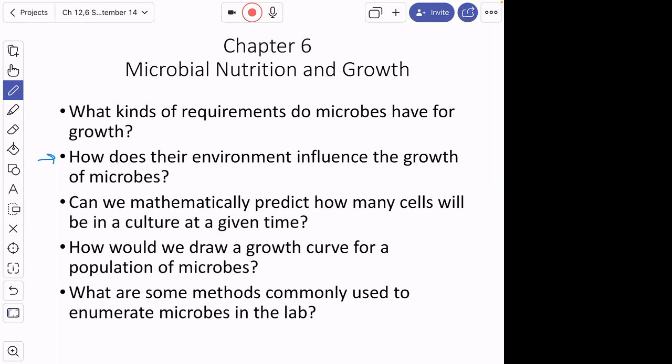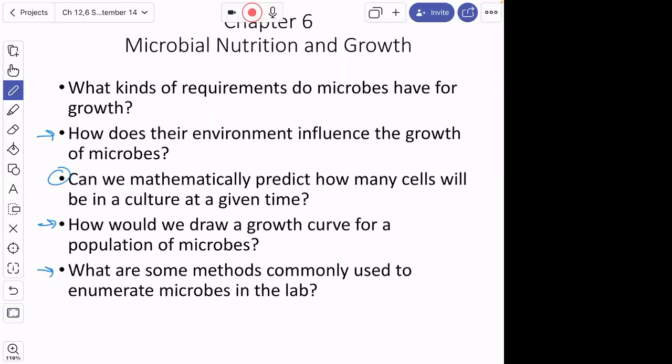Can we mathematically predict how many cells will be in a culture at a given time? Yes, we can. All right. So a little bit of numbers is the only time we really have to do that, and it will be pretty light. If we're describing growth in a test tube, we have ways to describe that. And then how do we actually count cells if we need to do that? If you were in lab last week, you've already had a little introduction into counting cells in the lab, so we'll just talk about some more methods there.